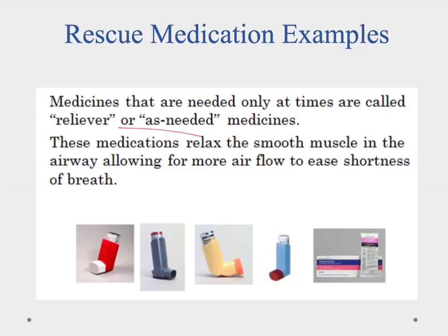And these are just some pictures of some albuterol inhalers. As you can see, there are so many different kinds of them. It can be very confusing to a patient, so it's important that we educate them about it.